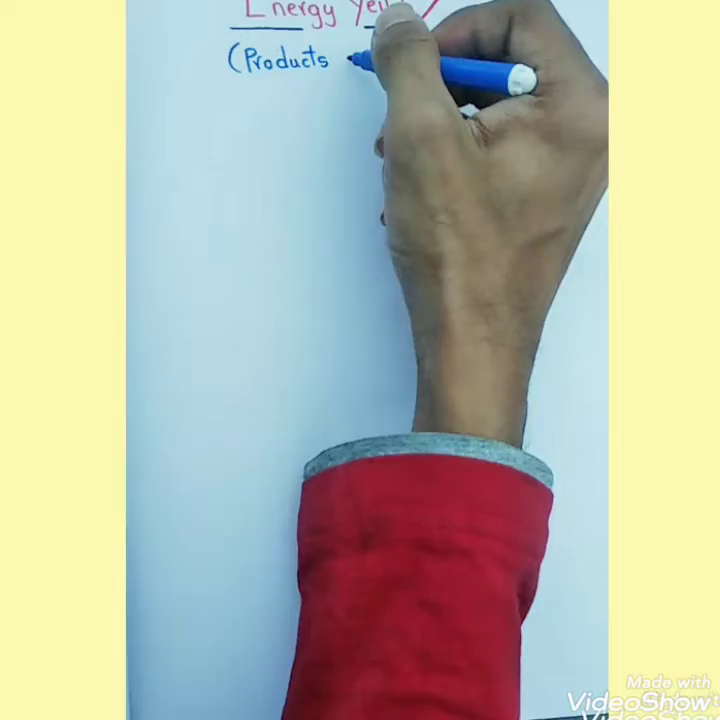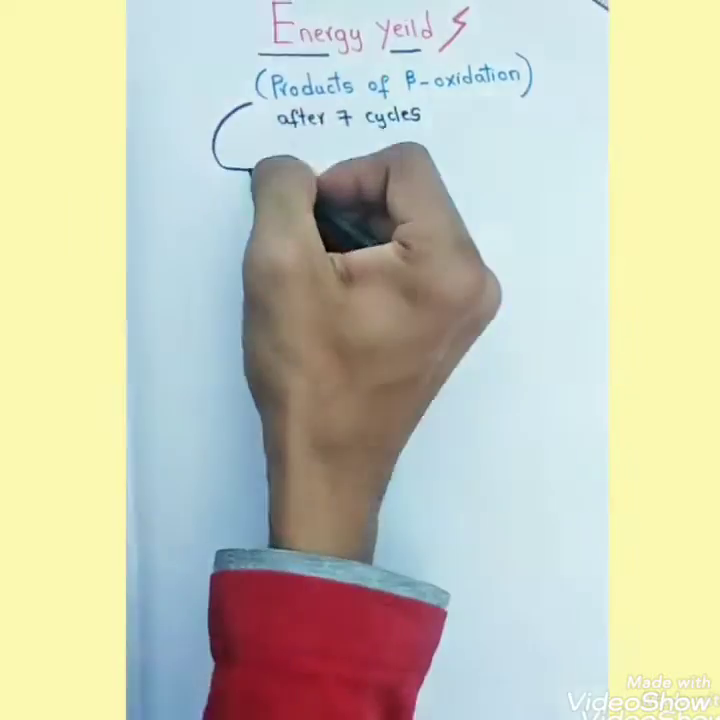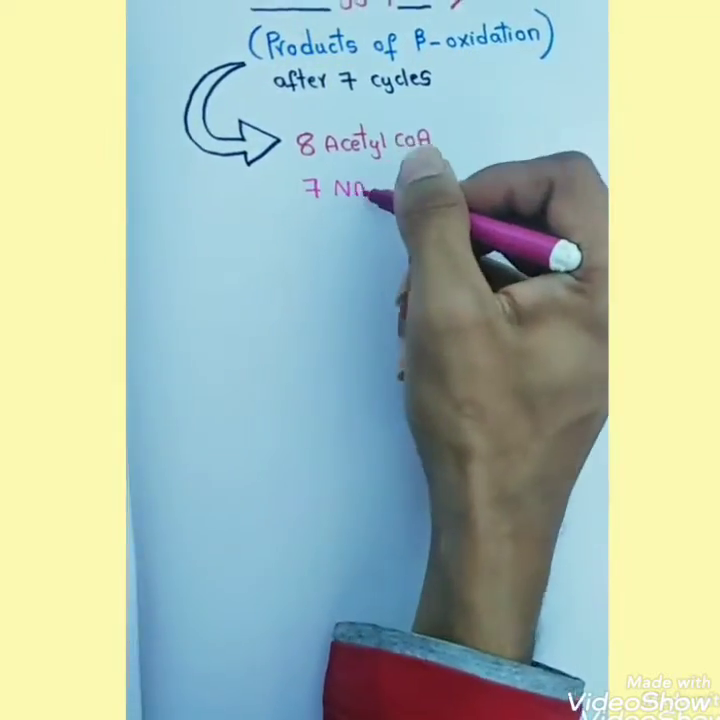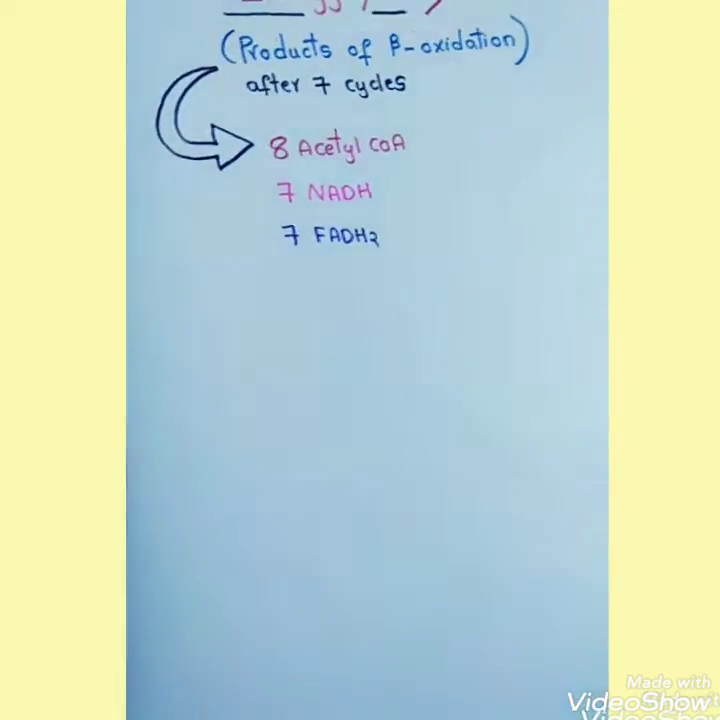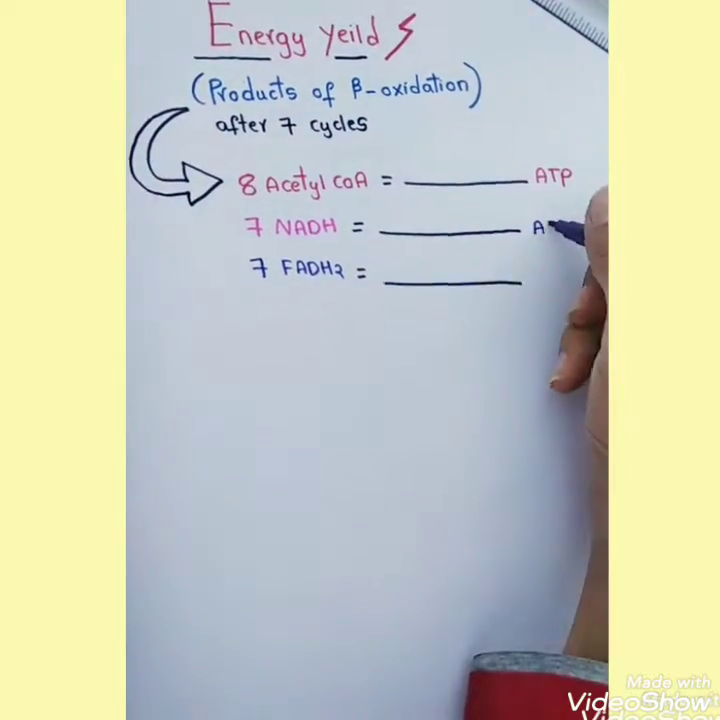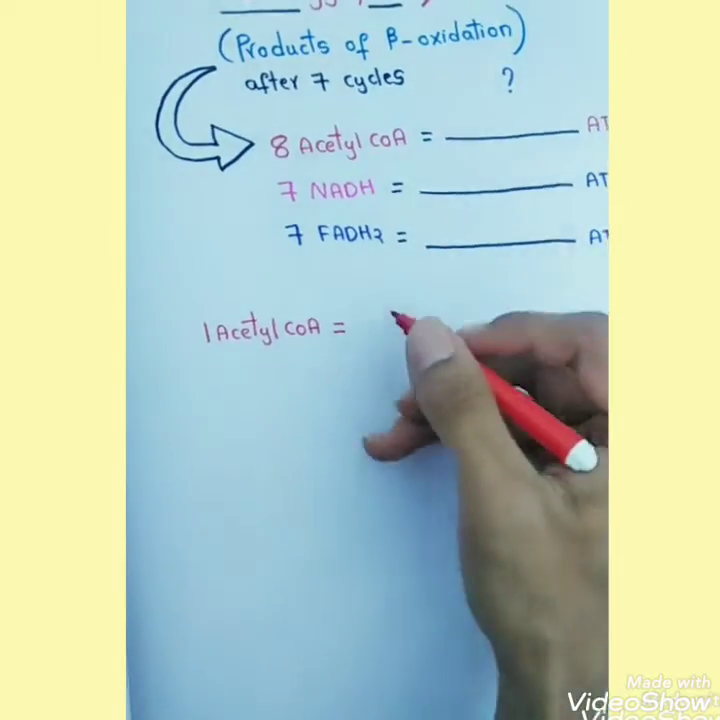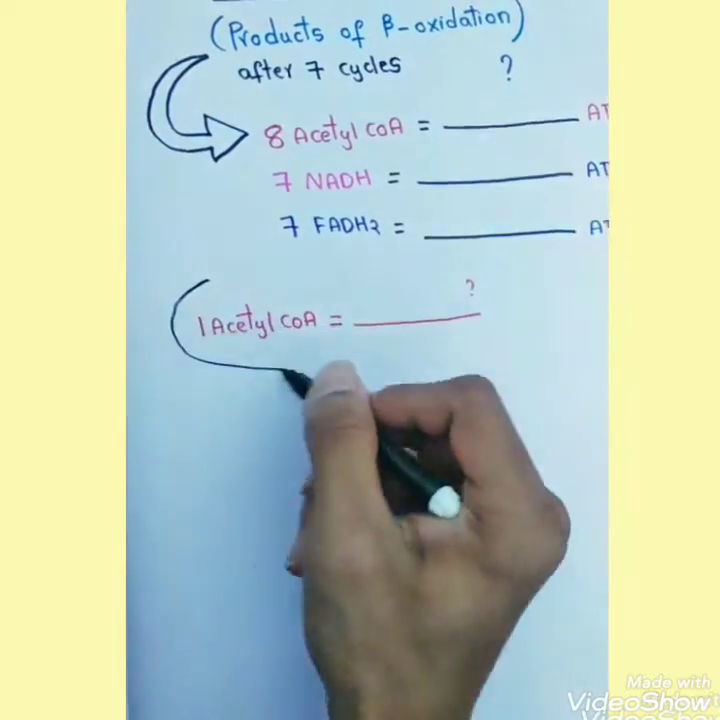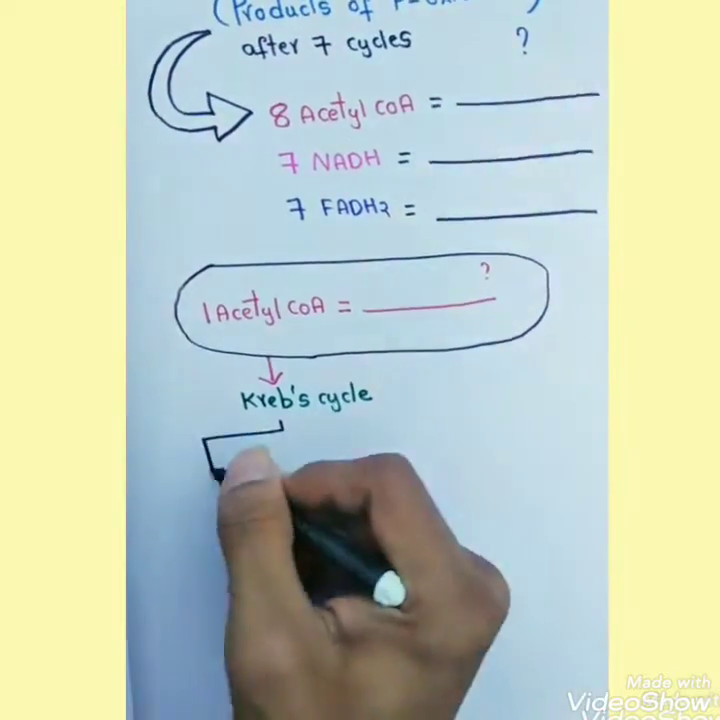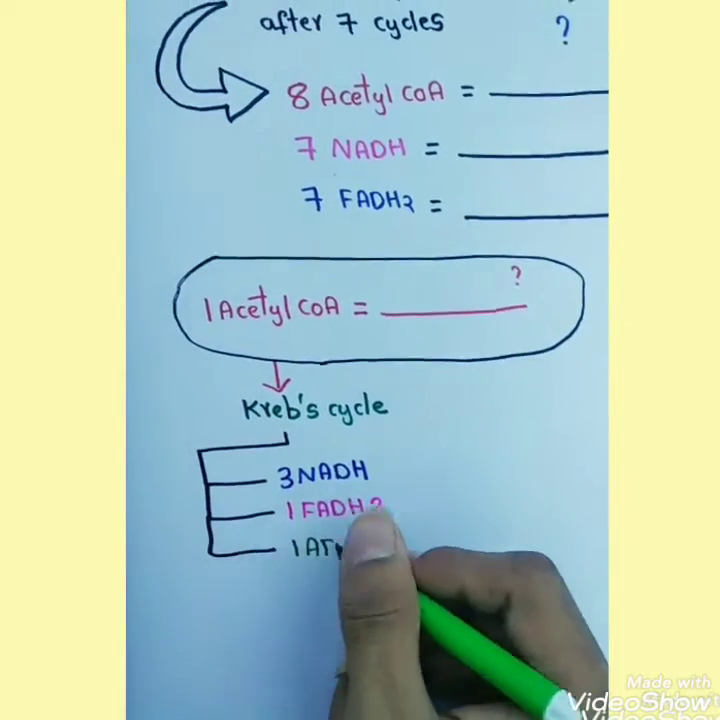Let us see the energy yield of the beta oxidation. After the 7 cycles of the beta oxidation of fats, we now get the 8 molecules of the acetyl-CoA, the 7 molecules of NADH and 7 molecules of FADH2. But the question is, how much ATP do all these molecules yield? Before you think that, how much ATP does one acetyl-CoA yield? To answer that, remember, when one acetyl-CoA is taken by the Krebs cycle, 1 molecule of acetyl-CoA can yield 3 NADH, 1 FADH2 and 1 ATP.